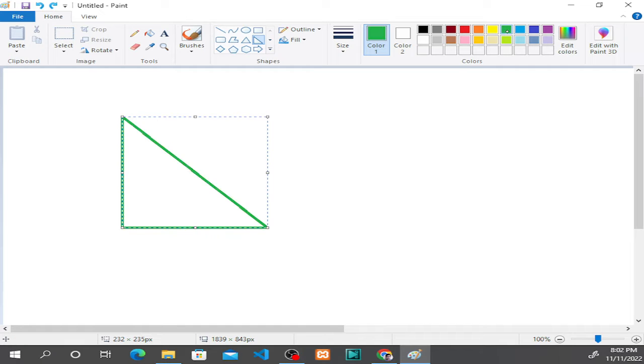So again, this is angle A, angle B, and then this is angle C, and we know that it is a right angle, and here is our hypotenuse.